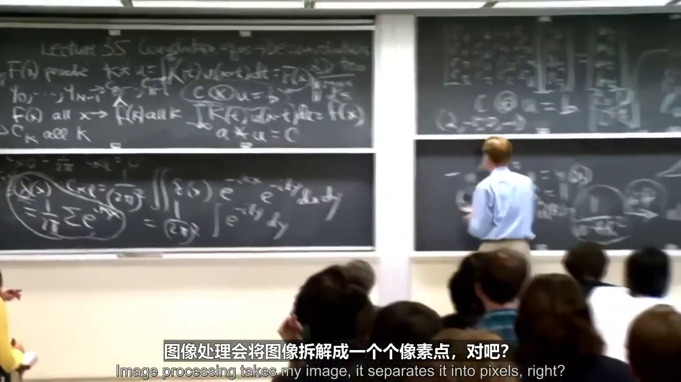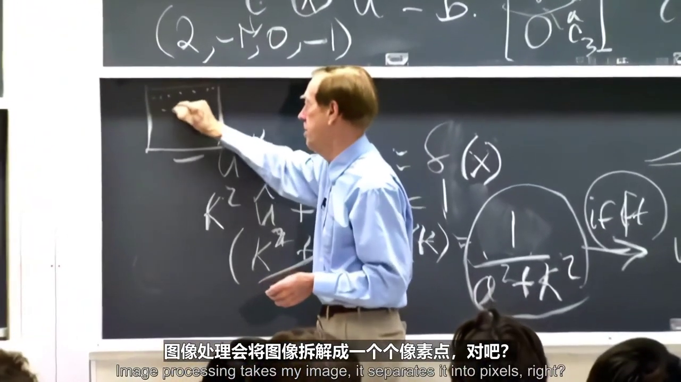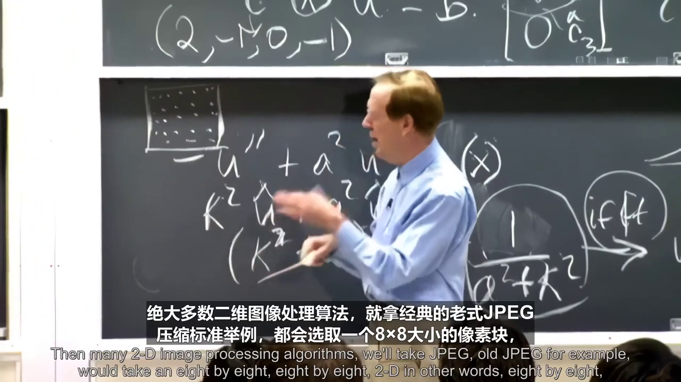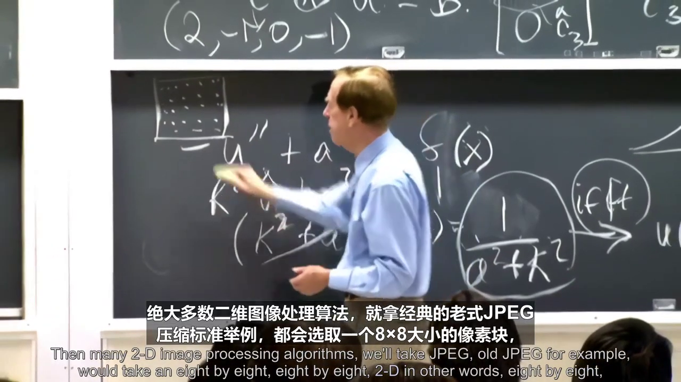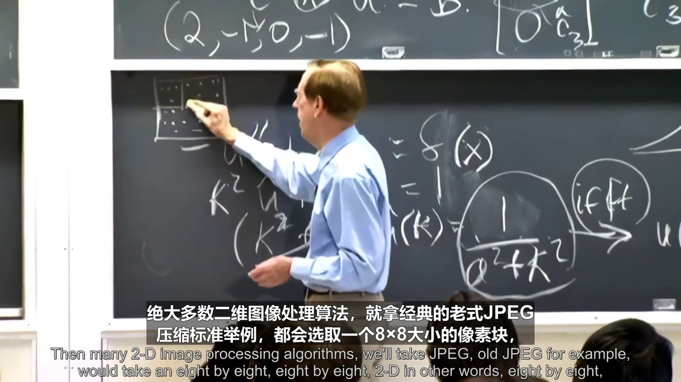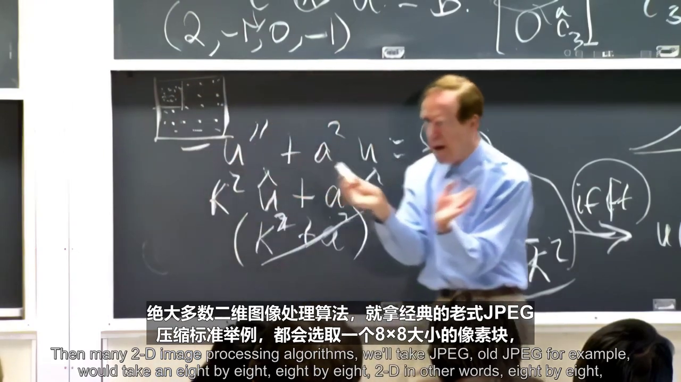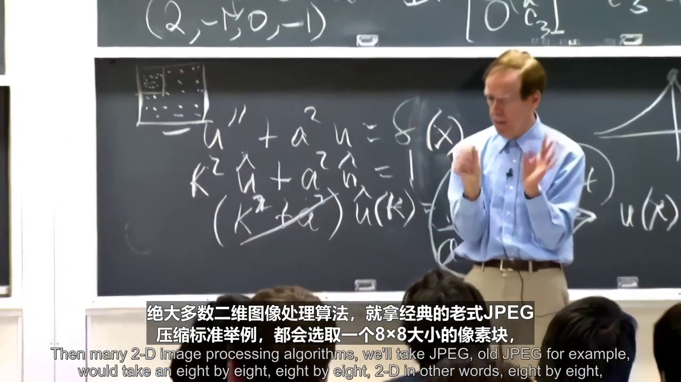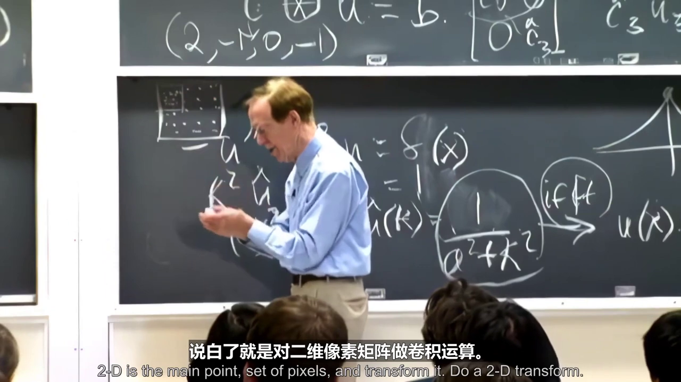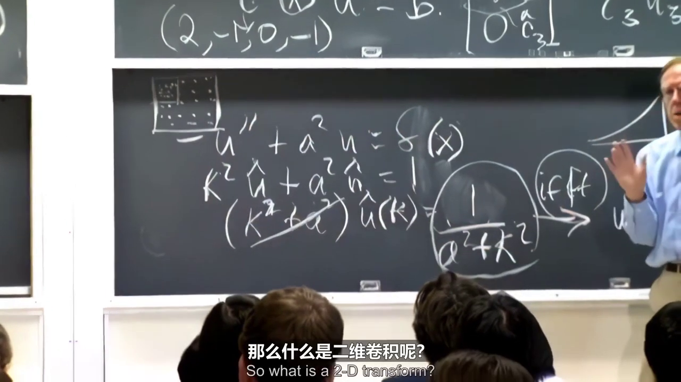Image processing takes my image, it separates it into pixels, right? That's all the image is, a bunch of pixels. Then many 2D image processing algorithms will take JPEG, old JPEG for example, would take an 8 by 8, 2D in other words, 8 by 8, 2D is the main point, set of pixels, and transform it, do a 2D transform. So what is a 2D transform?